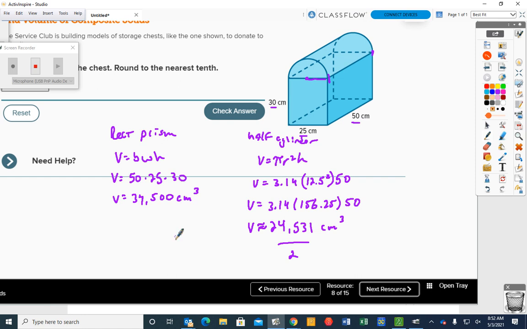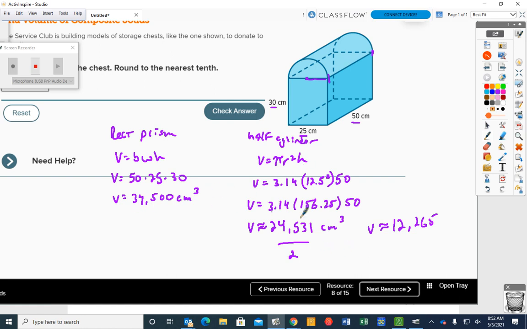About 12,265. How did I do this wrong? I got 7,800 in the total thing. Yeah, that is definitely not 24,000 million. Okay, let's try this again, see where we went wrong. 3.14 times 156.25 times 50 does indeed equal 24,531. Okay, so this is correct.